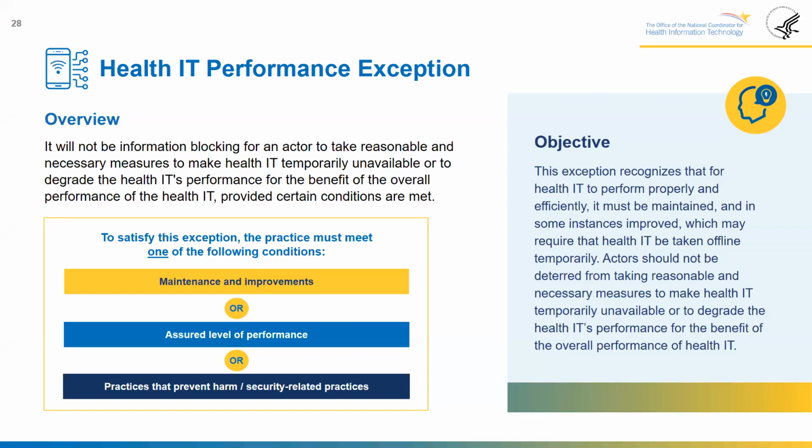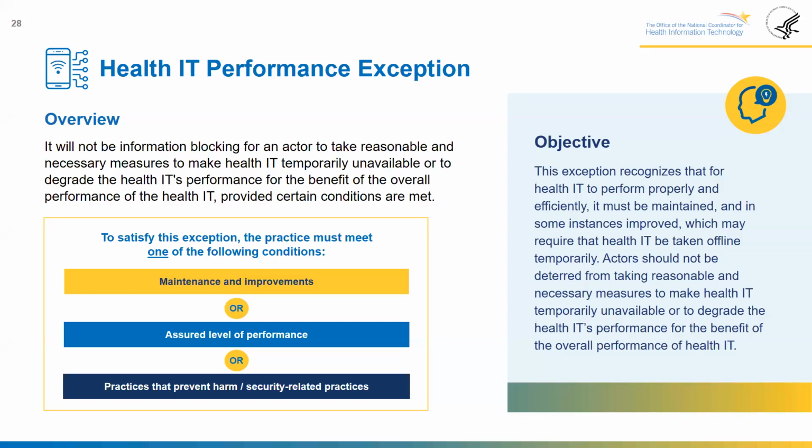The second condition I'd like to talk about here in the blue box on your screen has to do with the assured level of performance. As Mike mentioned, or in real life, this is throttling or metering. So an actor may take action against a third-party app that is negatively impacting the health IT's performance, provided that the practice is for a period of time no longer than necessary to resolve any negative impacts. It's implemented in a consistent and non-discriminatory manner, and it's consistent with existing service level agreements when applicable.